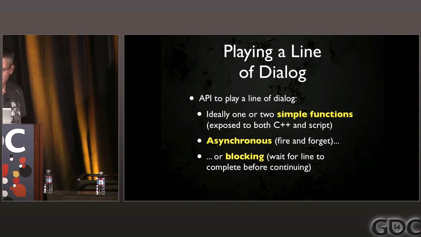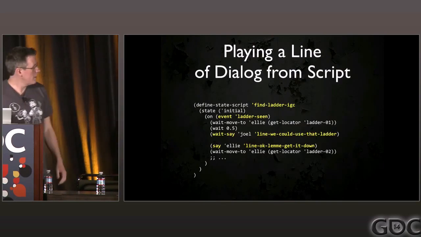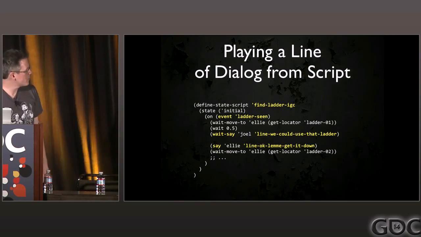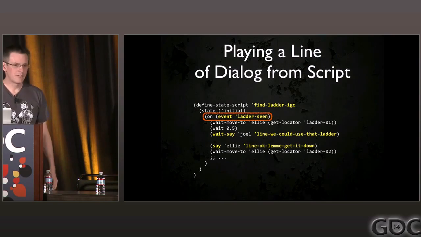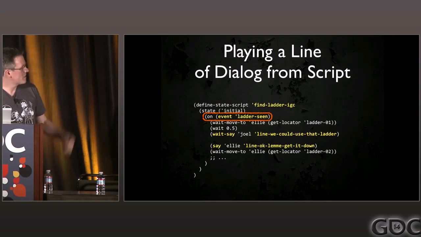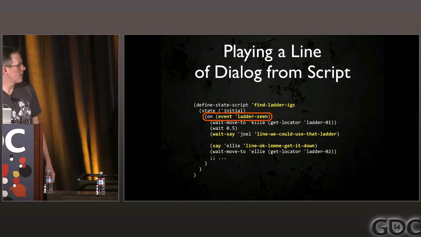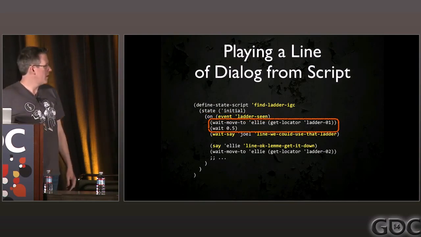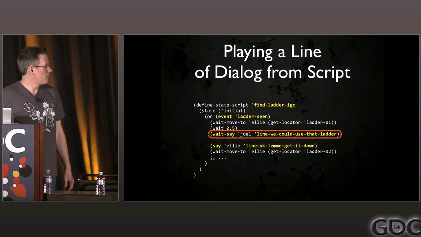So here's an example. In one of our so-called state scripts, this is our scripting language, the syntax doesn't really matter, but notice that it's an event-driven scripting system. So let's say in this case that the player sees a ladder. And so we have ladder seen because he walked into a region where he's noticed this ladder. We have Ellie maybe move to a particular location and wait for a few moments. And then we want Joel to say a line of dialogue like, "Hey, we could use that ladder."